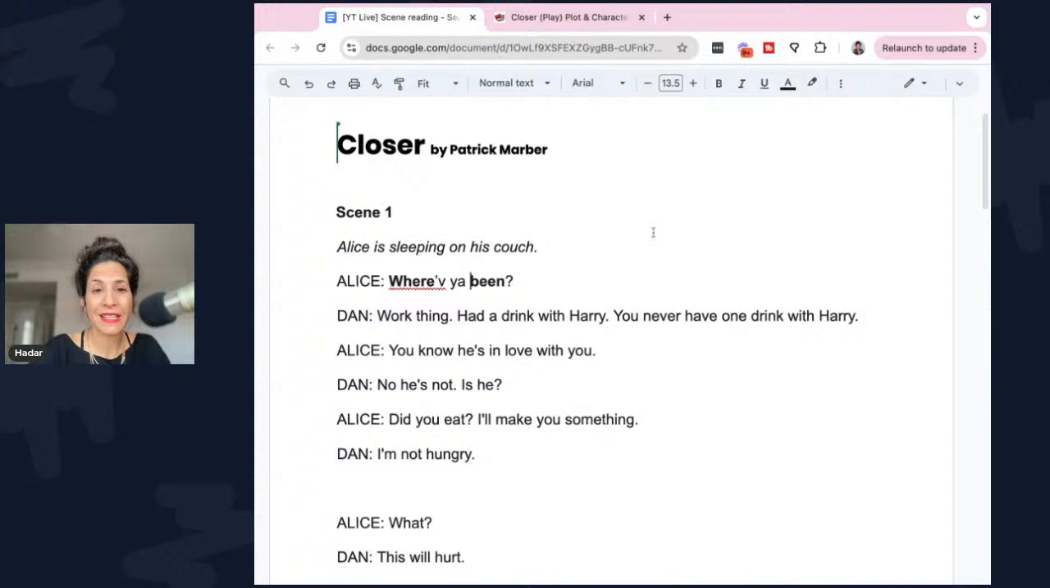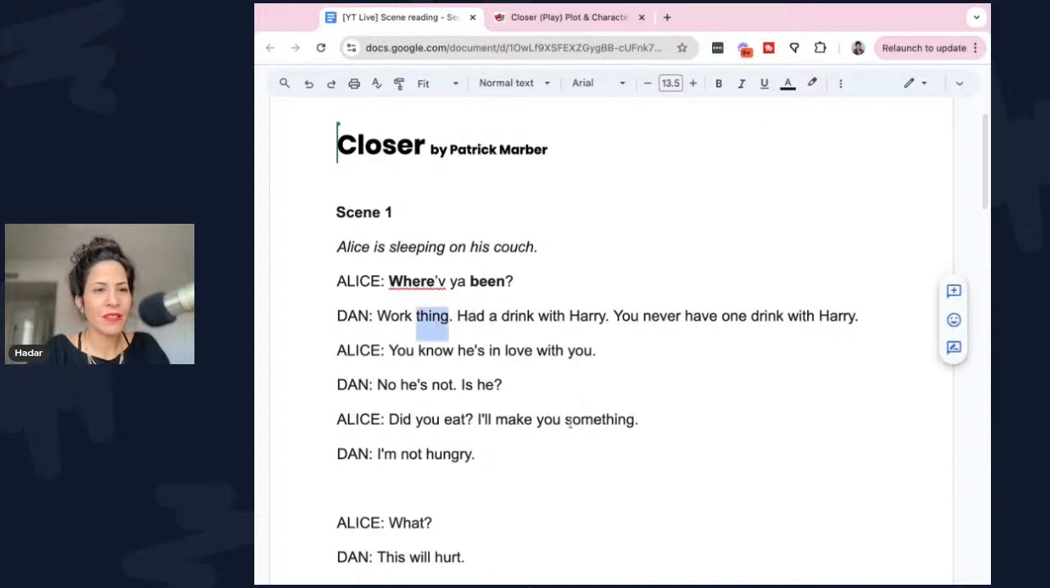In response, he says, "Work thing." Just to kind of blow it off, right? "Had a drink with Harry." "You never have one drink with Harry." Is he telling the truth or is he lying? What do you think? Now you know the end of the scene.